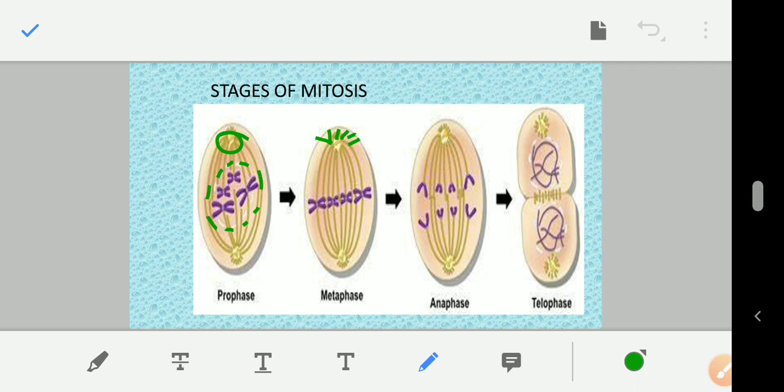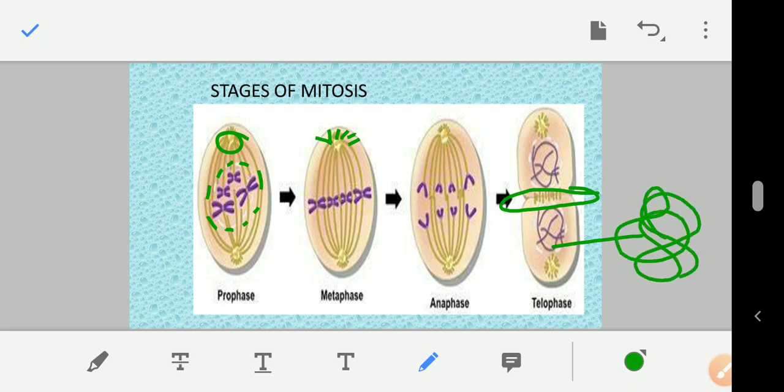Telophase. In telophase you can notice here that constriction is there. The cell is supposed to divide into two daughter cells. Now this chromosome or chromatid has converted into chromatin material. The nuclear membrane starts reappearing.